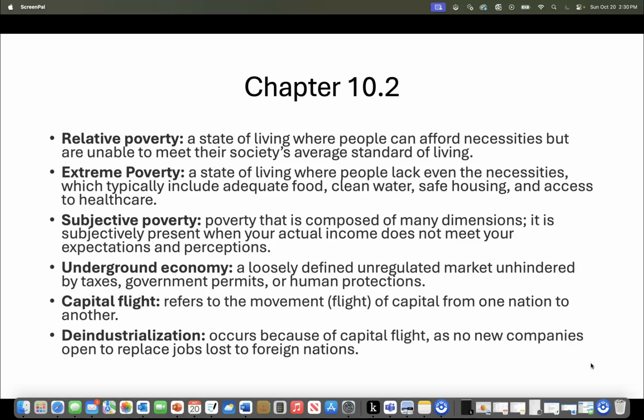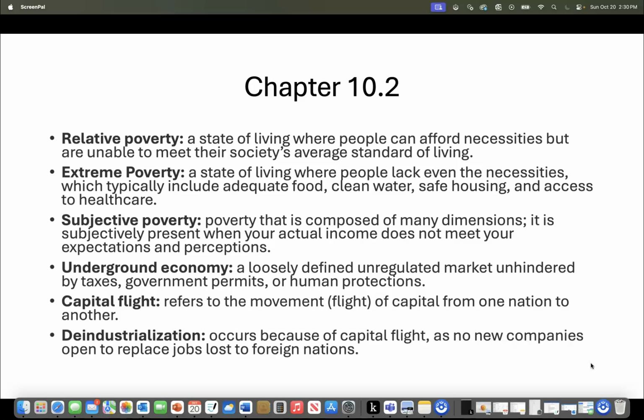So we have the various types of poverty, right? So we have relative poverty. This is a state of living where people can afford necessities, but they're not able to meet their society's average standard of living. This is fairly common in Western countries. So you're broke, right? But you see all these people living this great middle class lifestyle, and you feel like you are poor, even though you can meet your needs, you can eat, you can pay your rent, all of those things. But you can't afford the things that everybody has. So you feel poor in comparison relative to everybody else in your country.